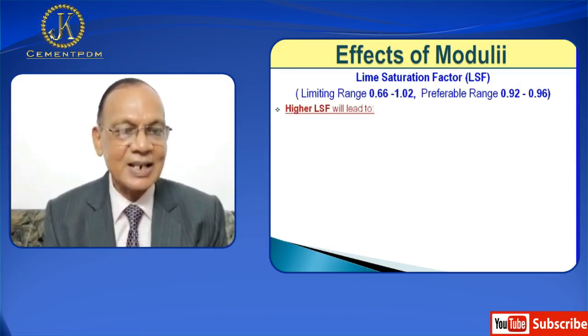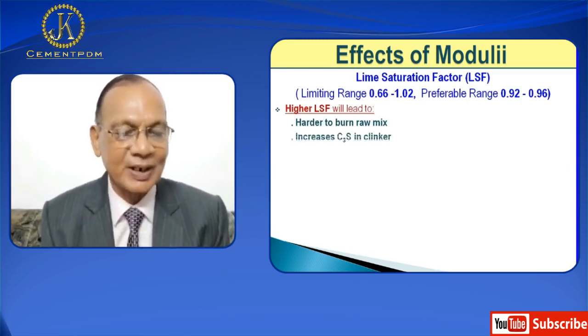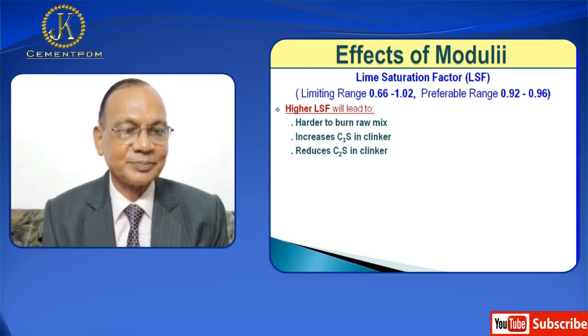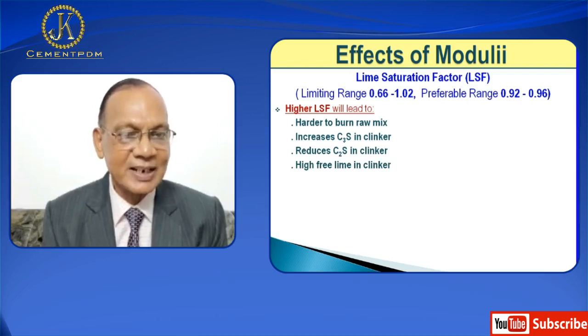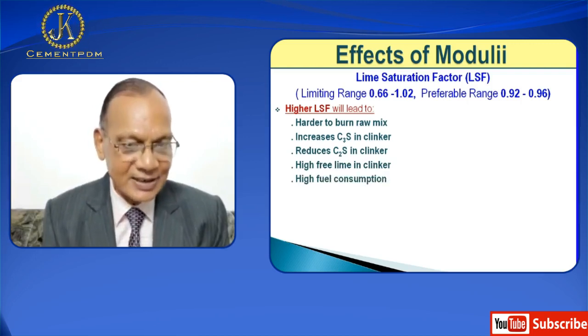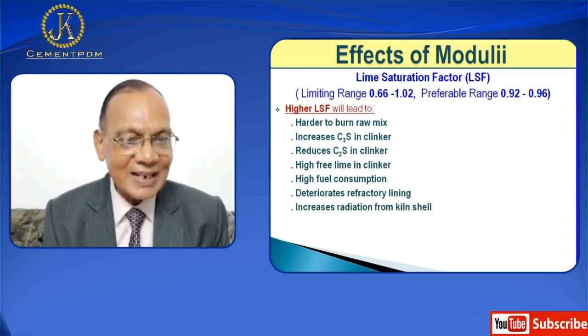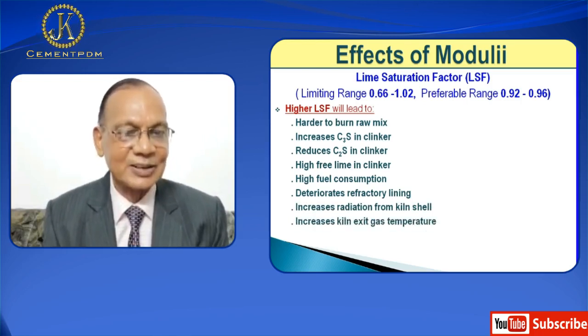Higher LSF results in a harder to burn raw mix. So the raw mix becomes harder to burn. Higher LSF also increases C3S in clinker. It reduces C2S in clinker. There is high free lime in clinker. Because of higher LSF, fuel consumption is high. Because of higher LSF, the refractory lining gets deteriorated.